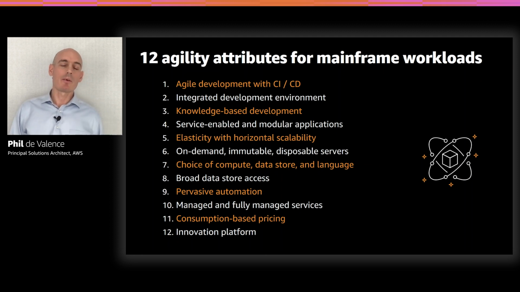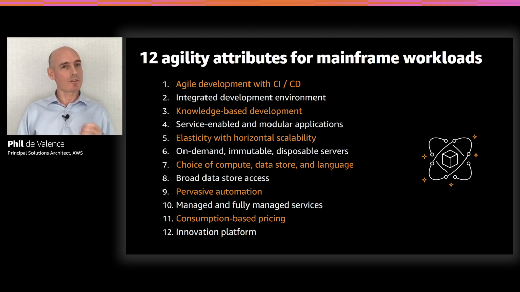Number nine is pervasive automation. This increases speed and agility for application development, resource provisioning, or system management, for example, using infrastructure as code. Number 10 is managed and fully managed services. They are easier to use. They minimize the operational complexity, and they allow focusing on application business value rather than on the infrastructure.